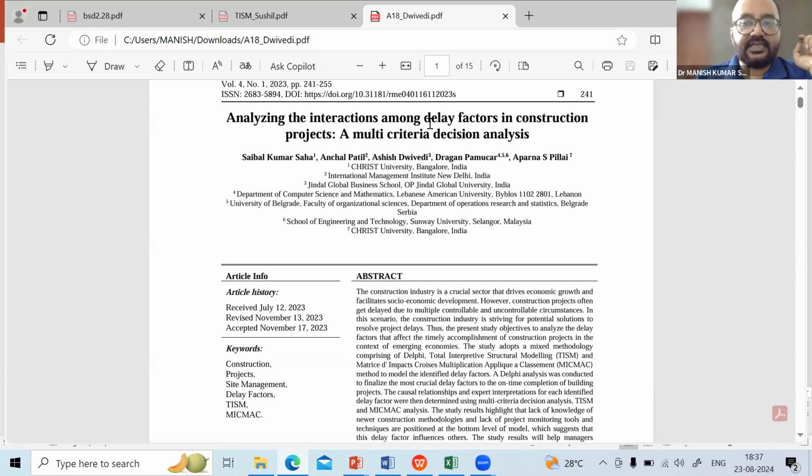Delay factor means it comes under barriers, or sometimes some supporting factors related to construction. In this paper, they are talking about delay factors in construction projects, and when we get the delay factors, we use this methodology. But before that, getting those factors is one of the important things, which you get from the literature, or sometimes from expert opinion or expert interviews.